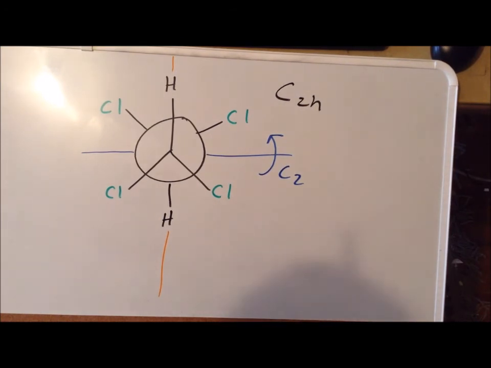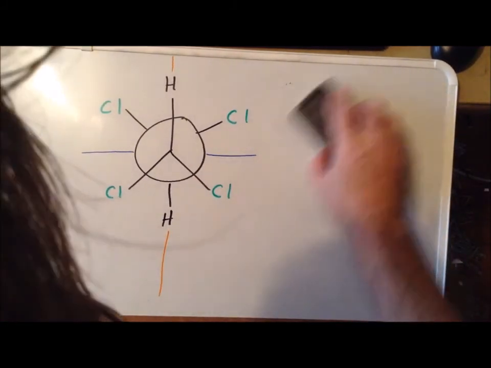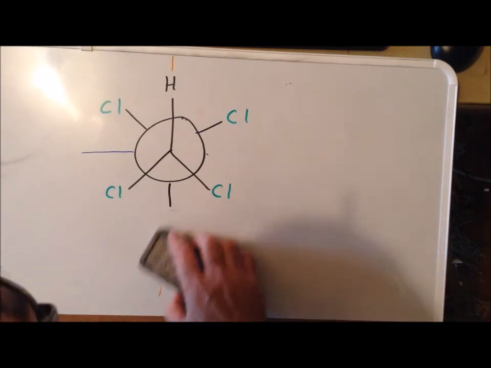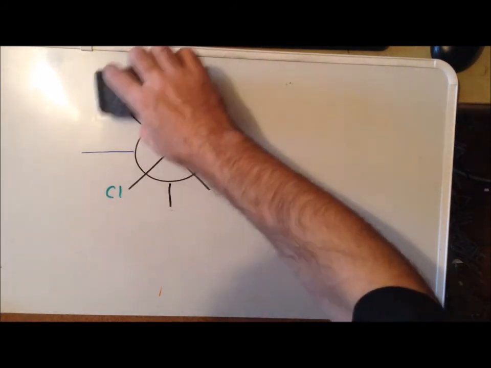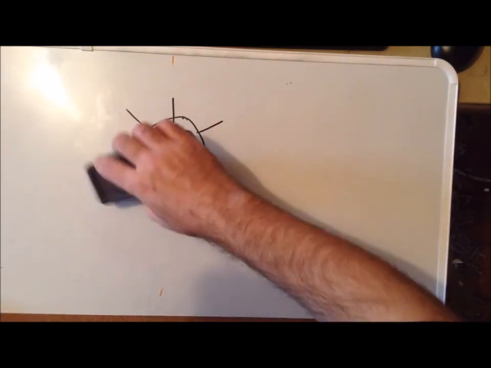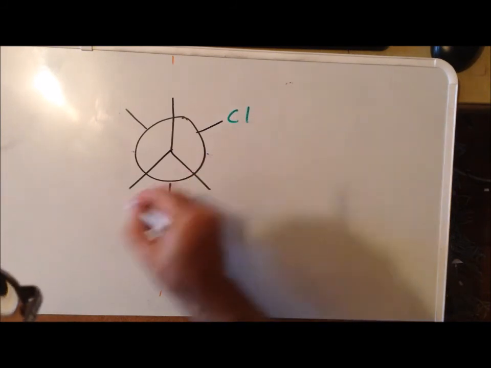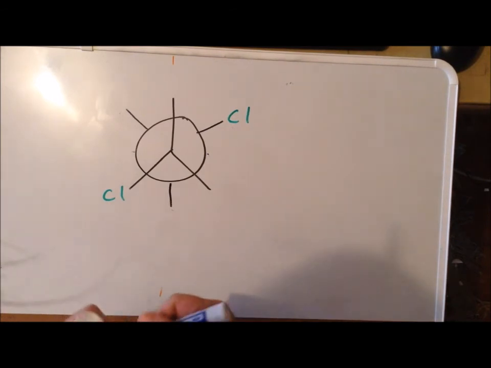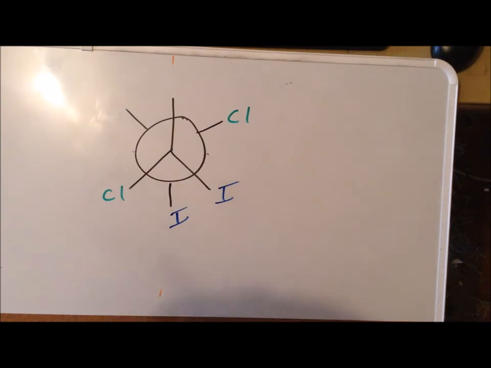Let's try to change up the substitution pattern and see what we get. So in this case, we're going to have chlorine here, chlorine there. We can put iodine here, iodine there, and the other positions we're going to have bromine.